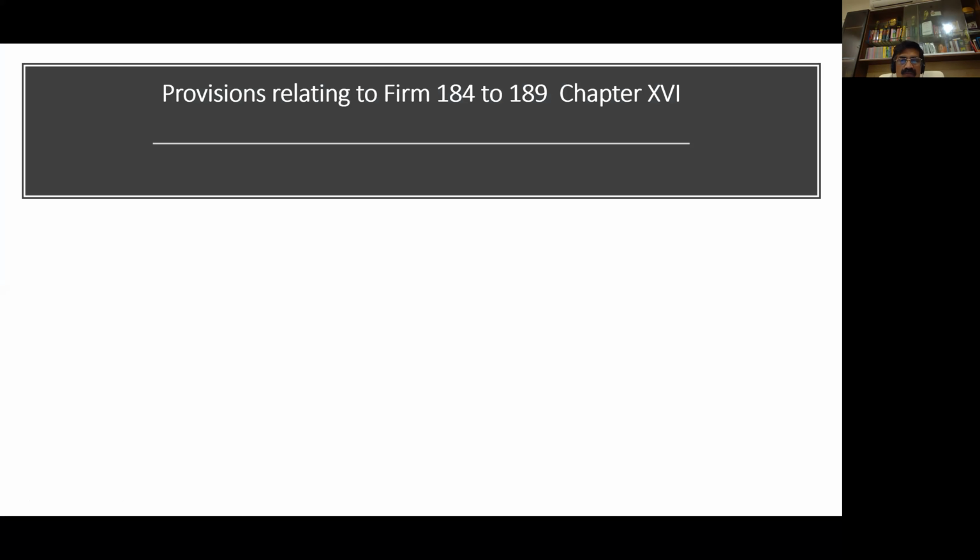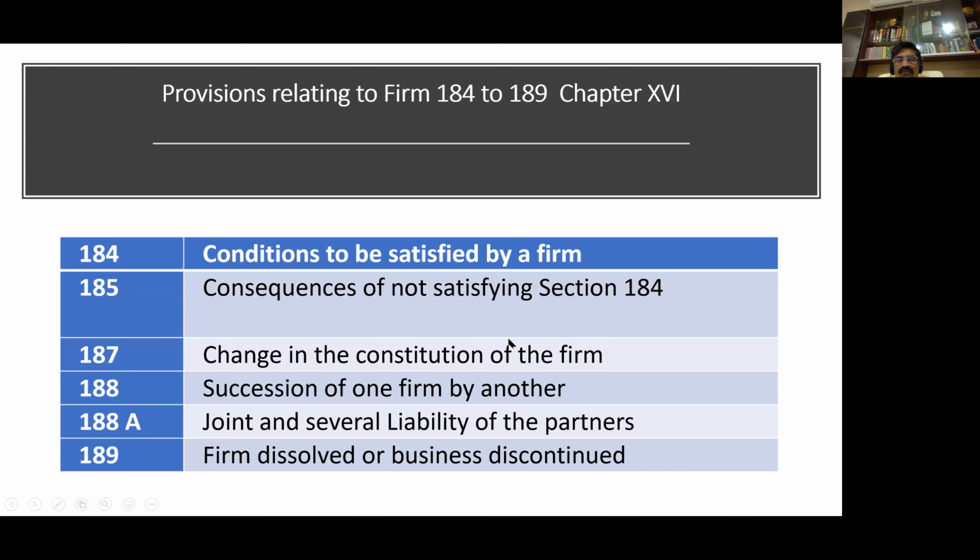First, what are the provisions relating to firm in Chapter 16, which are 184 to 189. Let's look into what the various sections deal with. Section 184 talks about the conditions to be satisfied by a partnership firm. What if those conditions are not satisfied is dealt with in section 185. If there are certain conditions you have to satisfy as a partnership firm and you don't satisfy them, there should be consequences. If there are no consequences, then nobody will follow the conditions. So whenever conditions are legislated, their violation should have a consequence. That is dealt with by section 185.